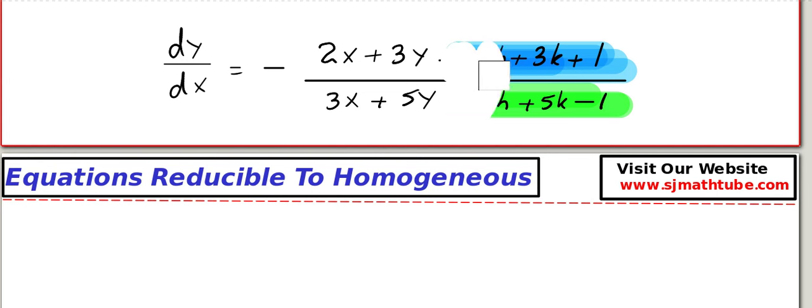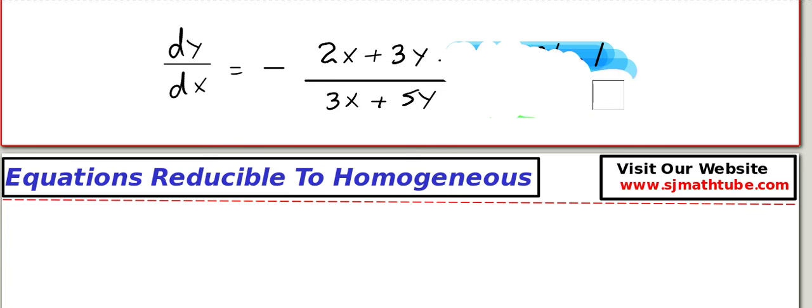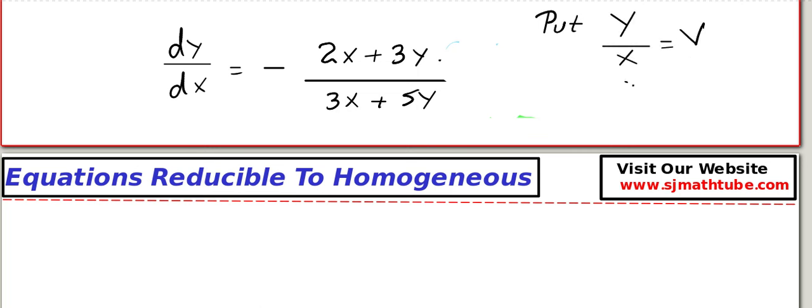So how did you choose h and k? In such a way that this will disappear. Okay. Now things are very easy. It is homogeneous. This is what we learned in the last video. Put y by x is equal to v. That is y is equal to v into x. So that dy by dx will be v into 1 plus x into dv by dx.